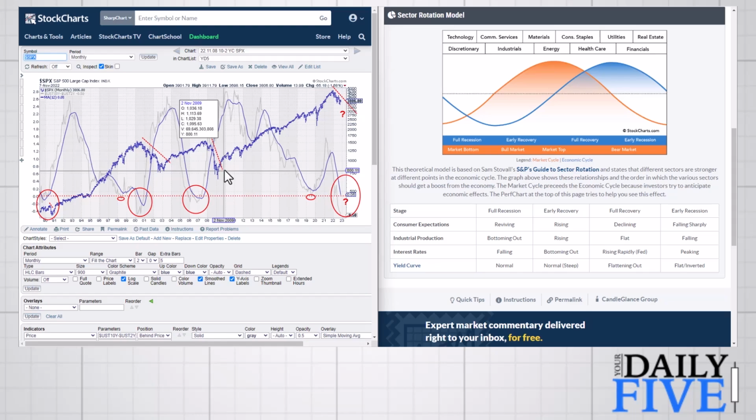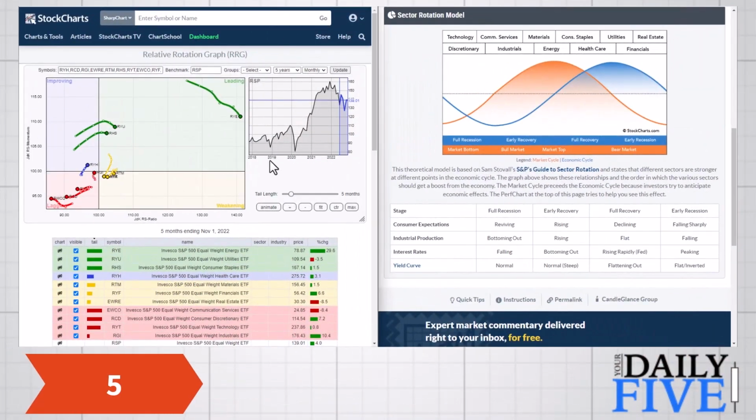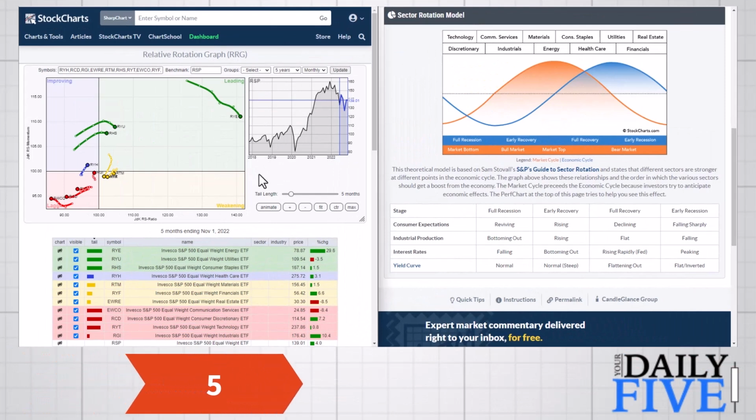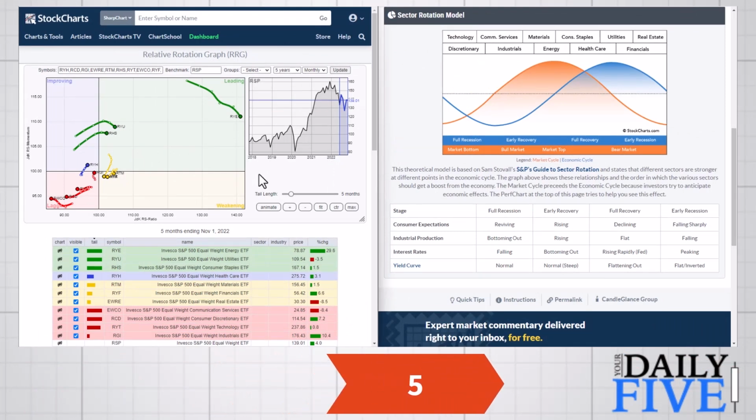Now, how does that translate into the sector rotation? And for that, obviously, there's no Your Daily 5 from me without an RRG. And I'm using the equal weight version of the RRG to make that pretty clear. What you can see here is that energy is rolling over. It was the leading sector, but it's now rolling over. And that is what's happening at the top of the market.